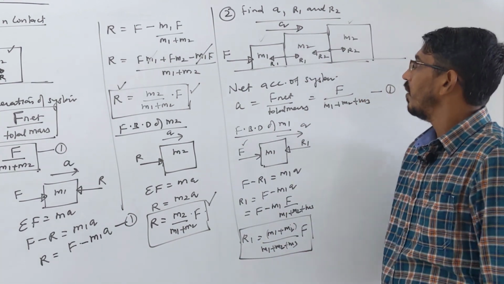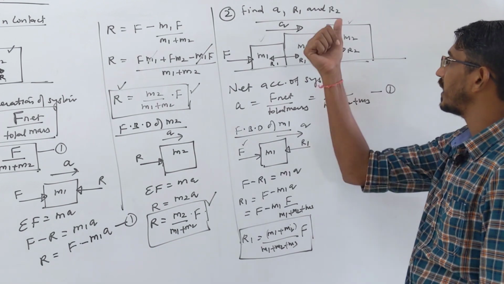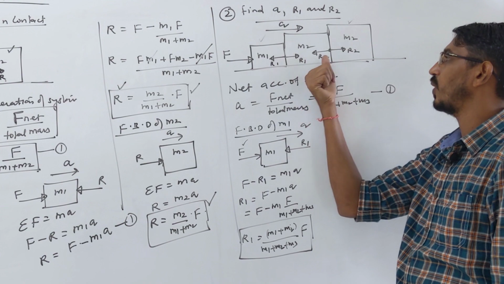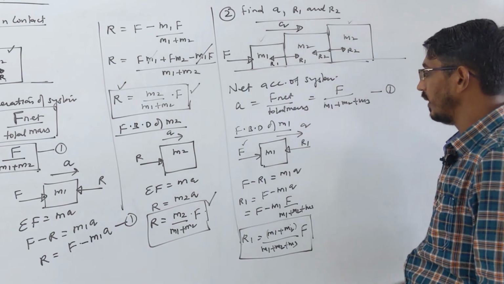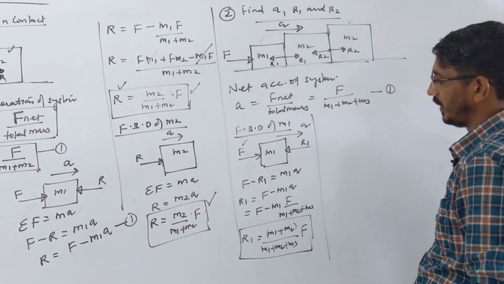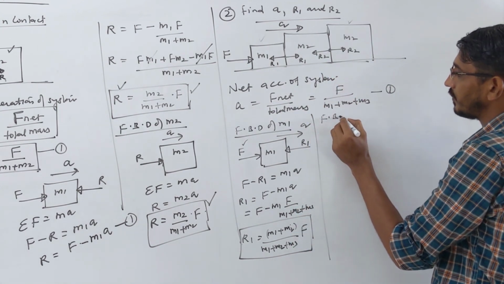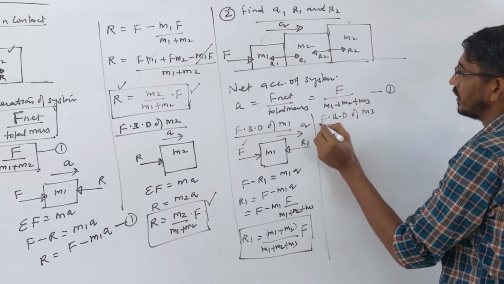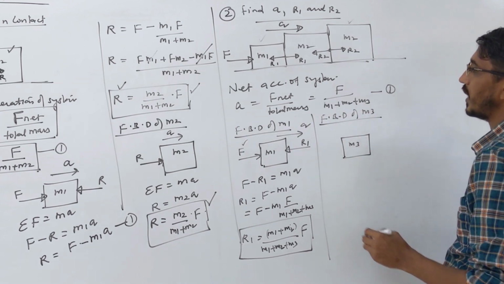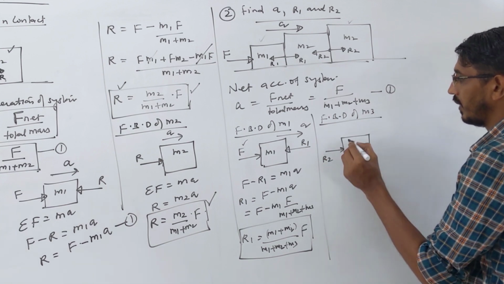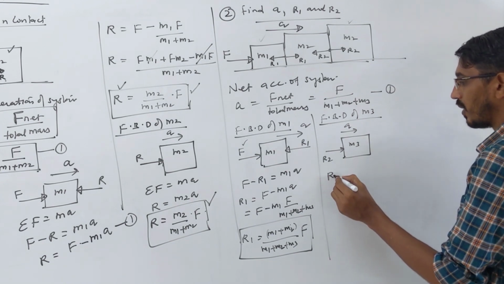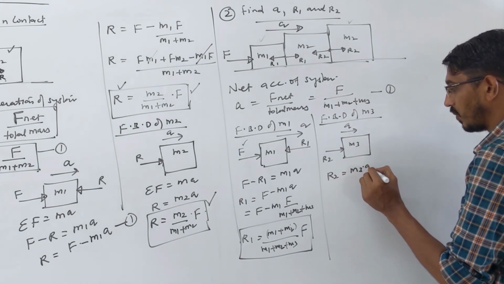Now to find R2, you can take this body as FBD, you can take that also. Because R1 we now know, only R2 is unknown. But simpler will be this body, because there is only one force acting, R2. So you take FBD of M3. This is your M3. Reaction force R2 here and acceleration here, no other force. So net force is equal to MA. So R2 is simply equal to M3 into A.